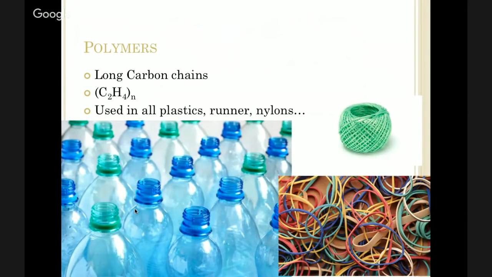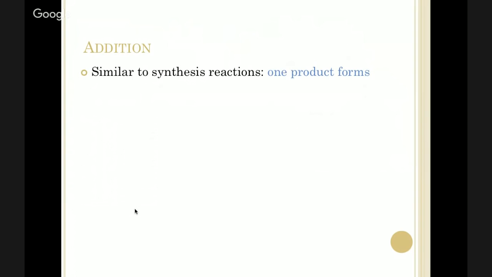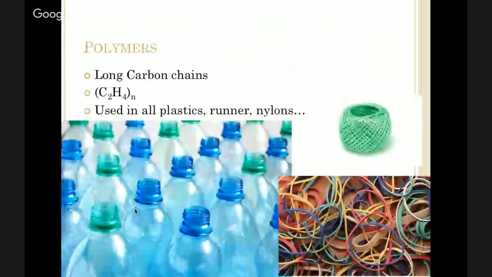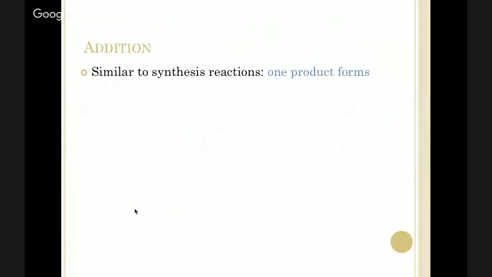So they'll take smaller chains like C2H4 and they'll link them together, almost like linking paper clips together. And so the little N at the end is just saying it could be like 100 of these linked together. We can use them in plastics, rubber, and nylons, and basically very important. So polymers have that little N or a little X at the end.